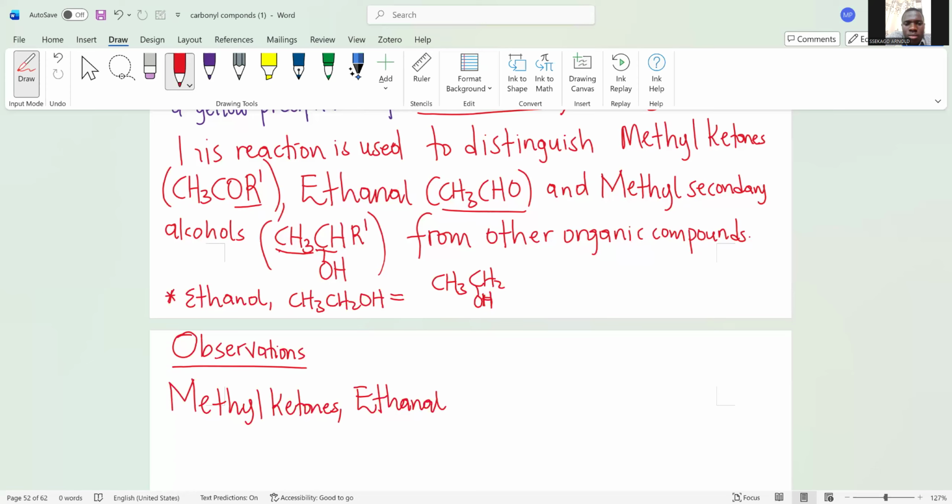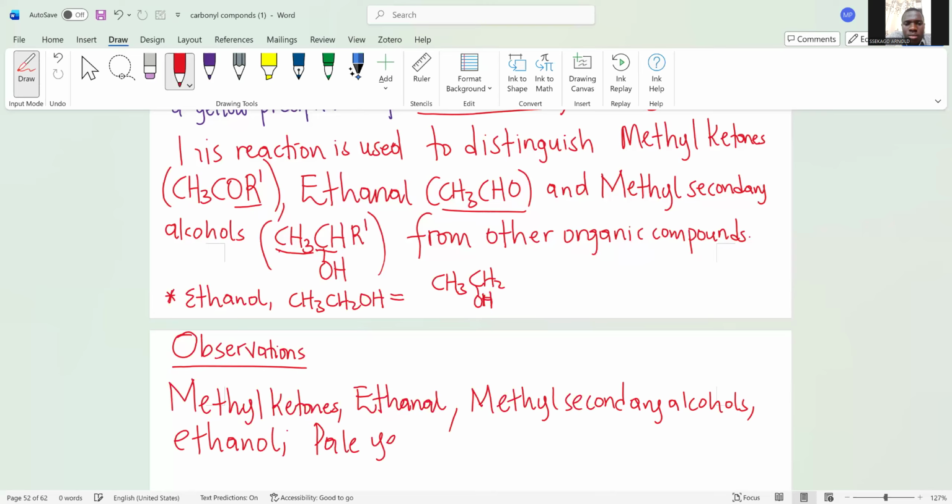So methyl ketones, ethanal, methyl secondary alcohols, ethanol. What do you observe? How many minutes do I have? Oh, I am running out of time. The observation is a pale yellow precipitate of triiodomethane.